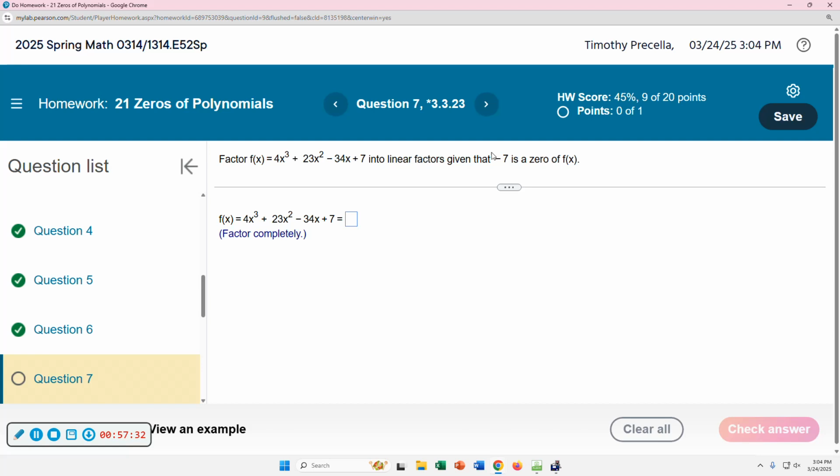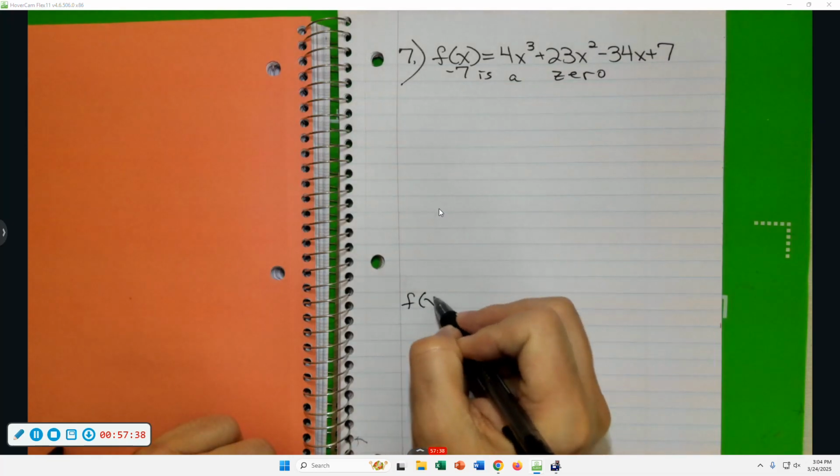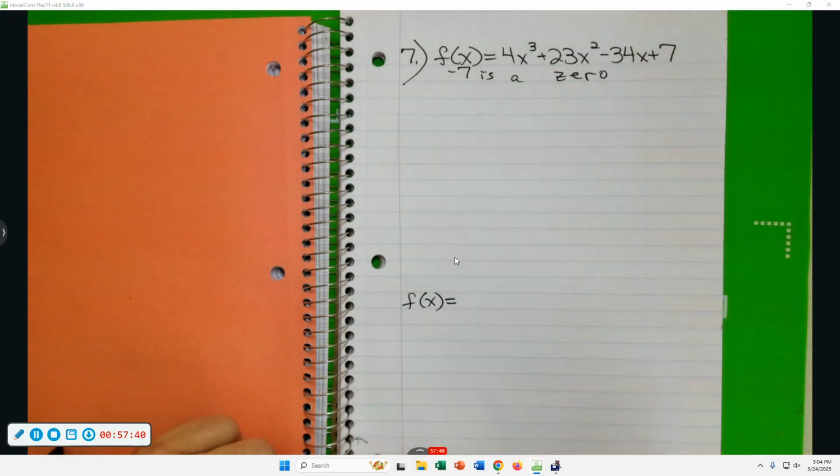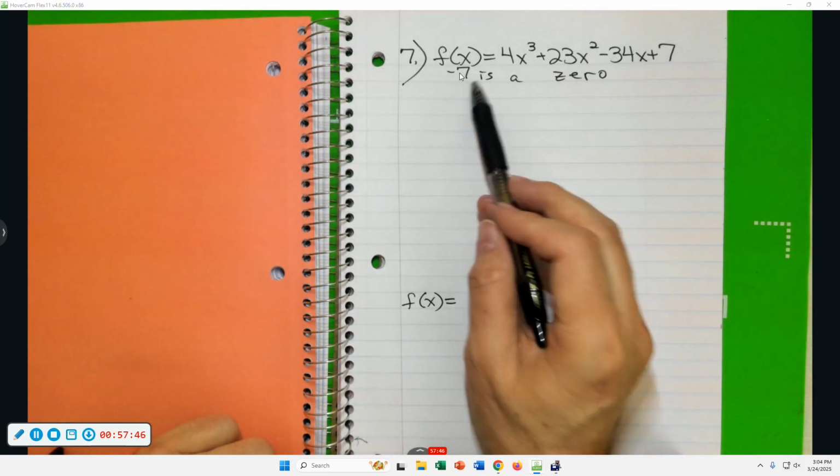The negative 7. The k value is negative 7. And we're going to factor this thing. Here I am down at the bottom of my page. I know one of the factors already. What's the factor associated with that 0?